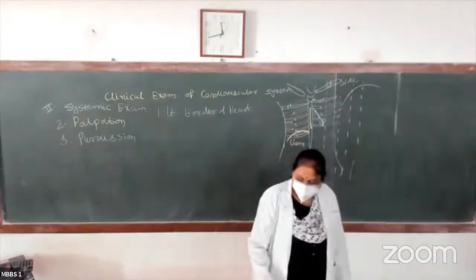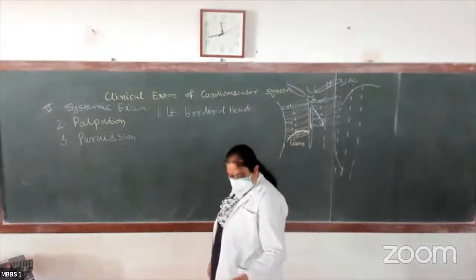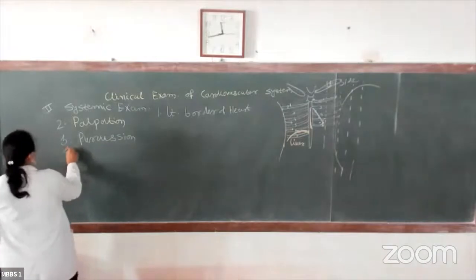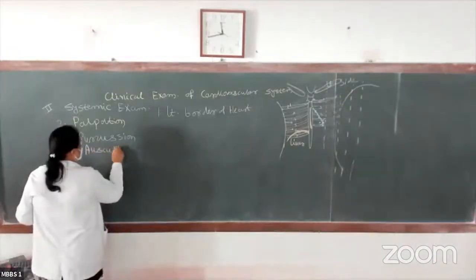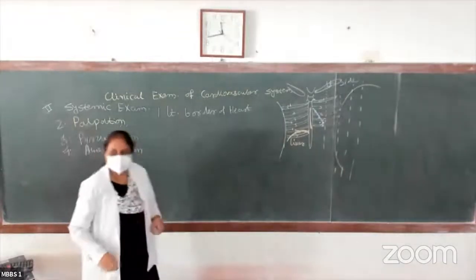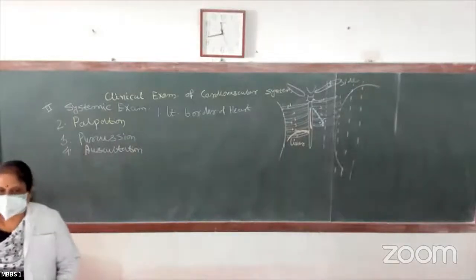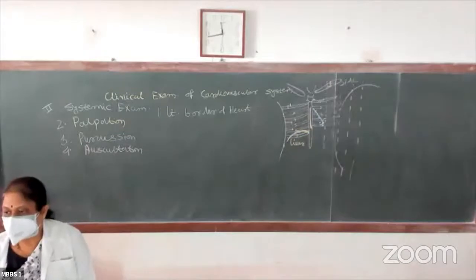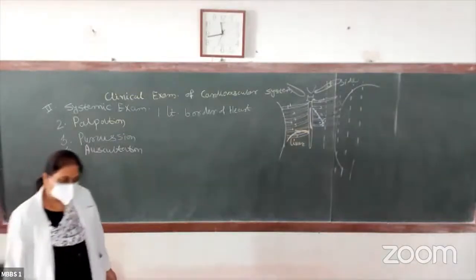Then next go for the auscultation. In the systemic examination, next is the auscultation. So what is the meaning of auscultation? Listening. Auscultation means listening. So auscultate, or listen to, the heart sounds. Listening to the heart sounds is the auscultation.